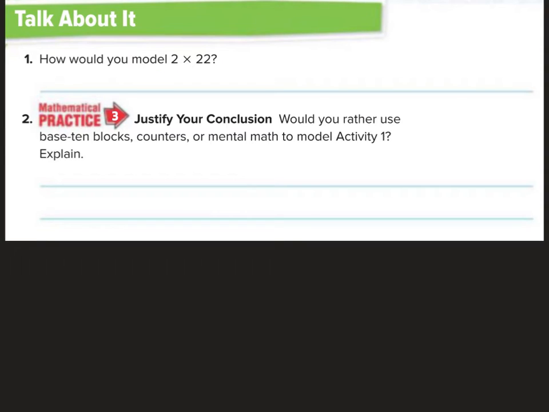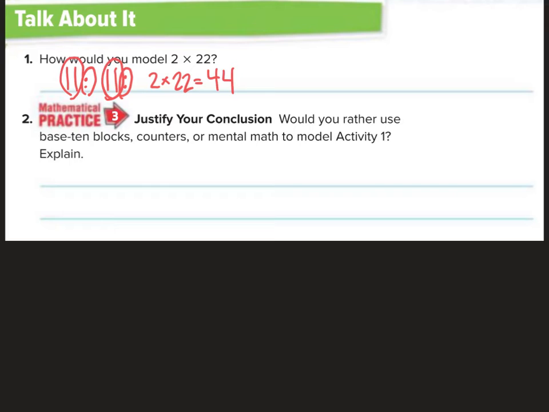How would you model 2 times 22? Okay, so I'd have 22 and 22. I have 2 groups of 22. So then I'd say, okay, well, I have 2, 4. I have 4 ones and 2, 4, 4 tens. So my answer is 44. 2 times 22 equals 44.